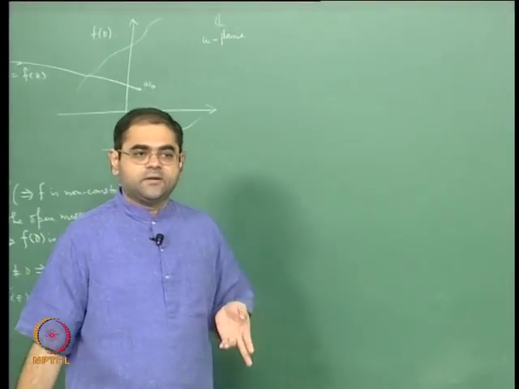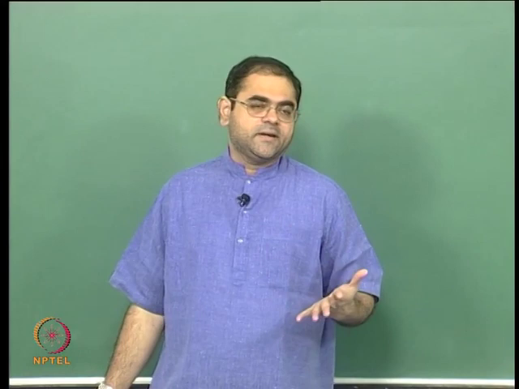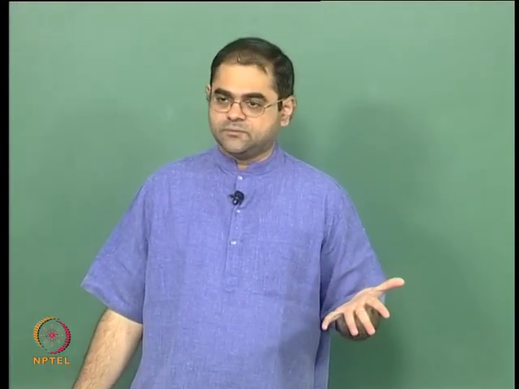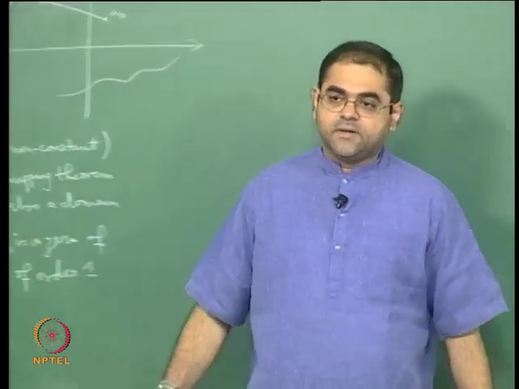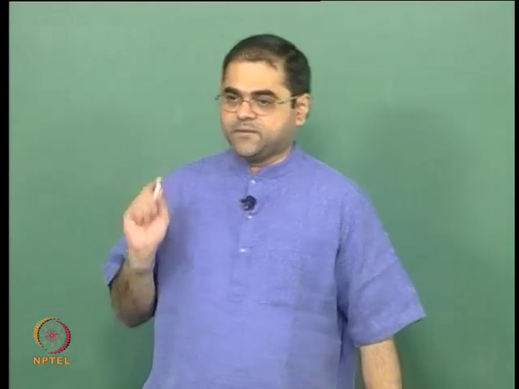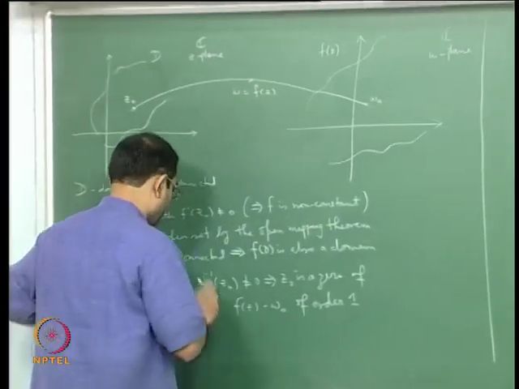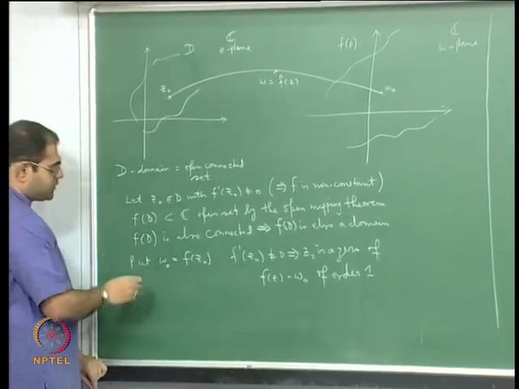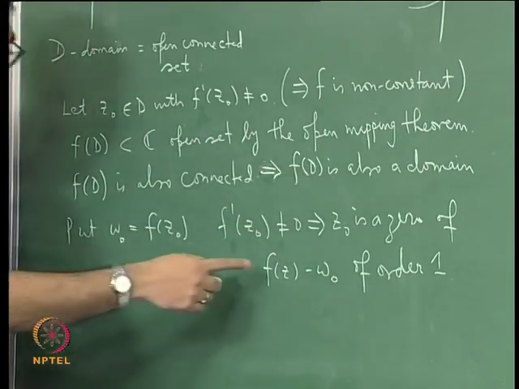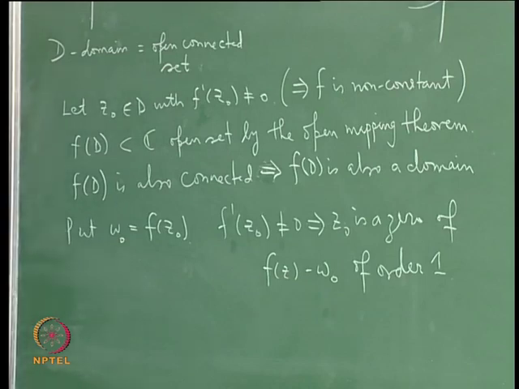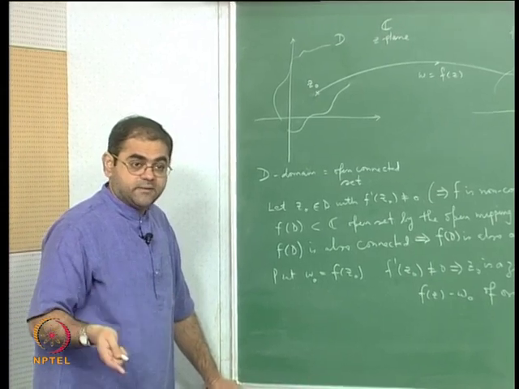This follows from looking at the Taylor expansion, or by looking at the definition of what is meant by order of 0, the Taylor expansion of f in a disk centered at z naught. Now the point is that since f is a non-constant analytic function, f of z minus w naught is also a non-constant analytic function, and the zeros of a non-constant analytic function are isolated.